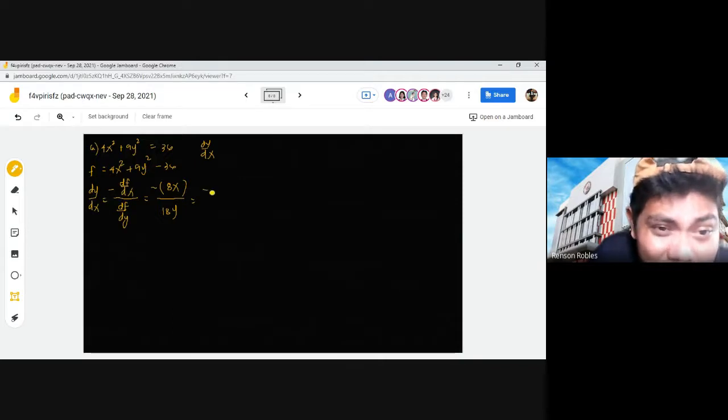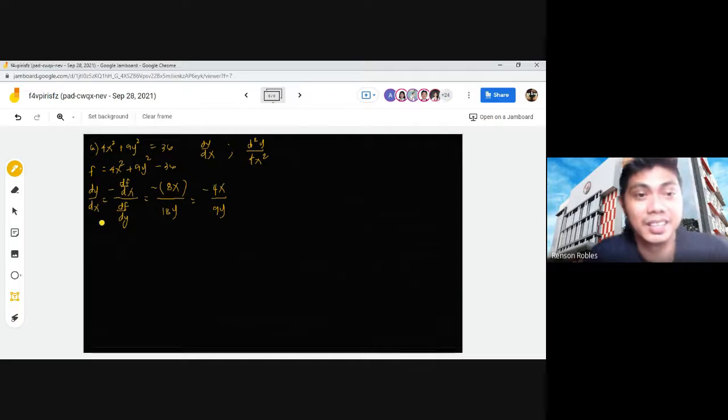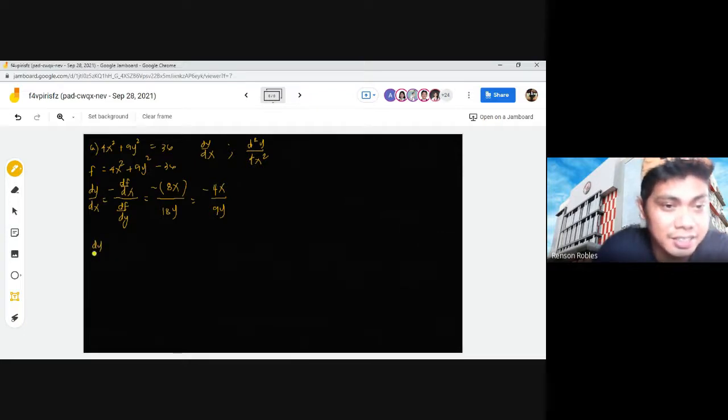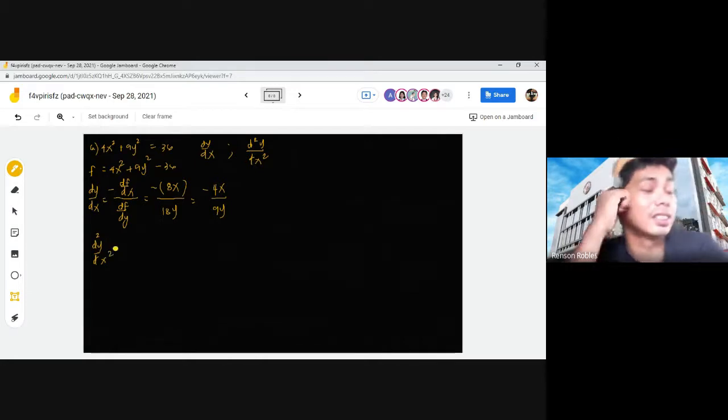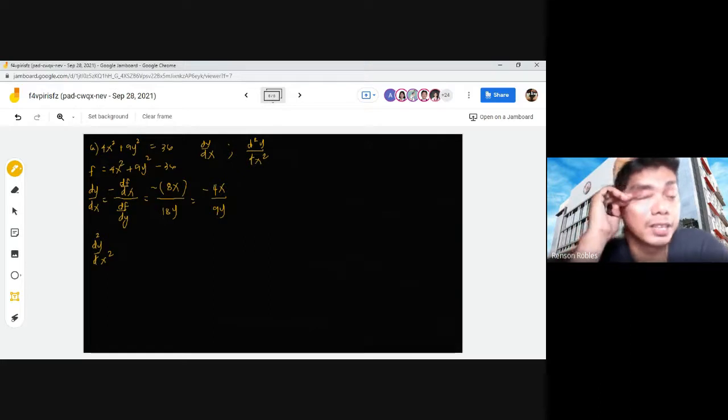Negative 4x divided by 2 over 9y. That's negative 4x over 9y. Say we want to look for the second derivative of y in terms of x implicitly. Okay? And then dy/dx, then differentiate it again, you get d squared y over dx squared. And that is the second derivative of y in terms of x.